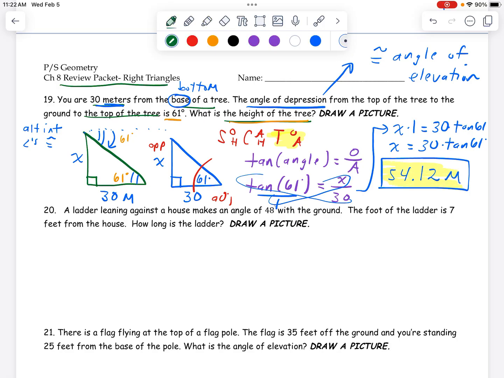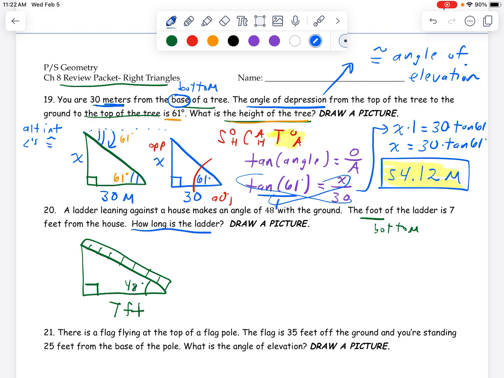Problem 20. A ladder leaning against a house makes an angle of 48 degrees with the ground. So here we have a ladder, and it makes an angle right here of 48 degrees with the ground. The foot, another word that is a synonym with bottom of the ladder, is 7 feet from the house. So the 7 feet is going to go on the bottom. This, again, is a right angle because you hope that the house is perpendicular to the ground. And the question is, how long is the ladder?